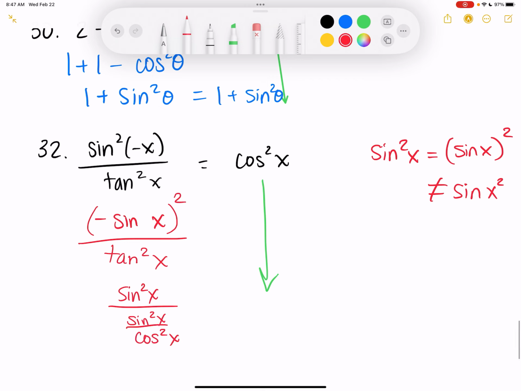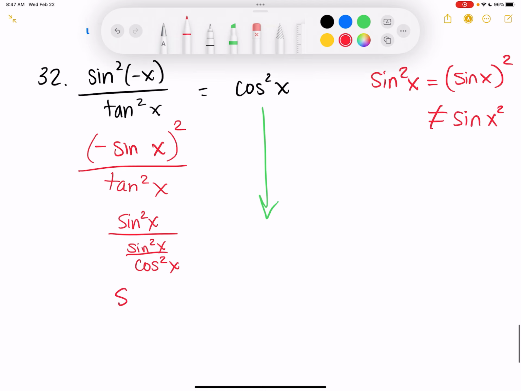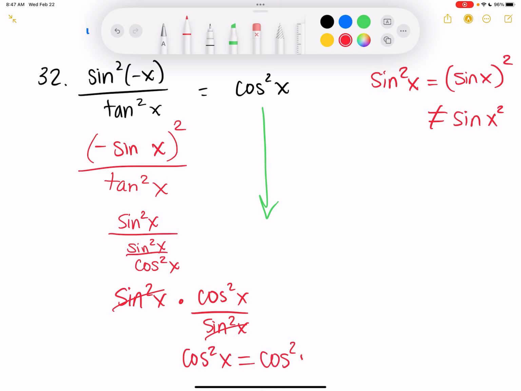If I divide by a fraction, I keep, change, flip. So I'm going to have sine squared of x times cosine squared of x over sine squared of x. Sines cancel, leaves you with cosine squared of x equal to cosine squared of x.